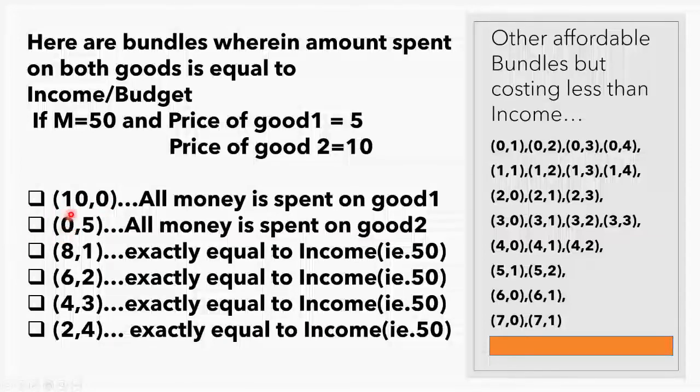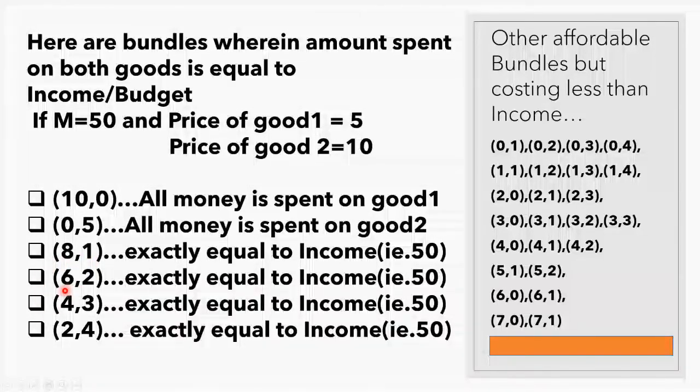Similarly, if we spend all the money on good 2, then we get 5 units of good 2 because 5 into 10 is 50. We have another combination, 8 units of good 1. 8 fives are 40, and then the remaining 10 rupees can be spent on 1 unit of good 2.